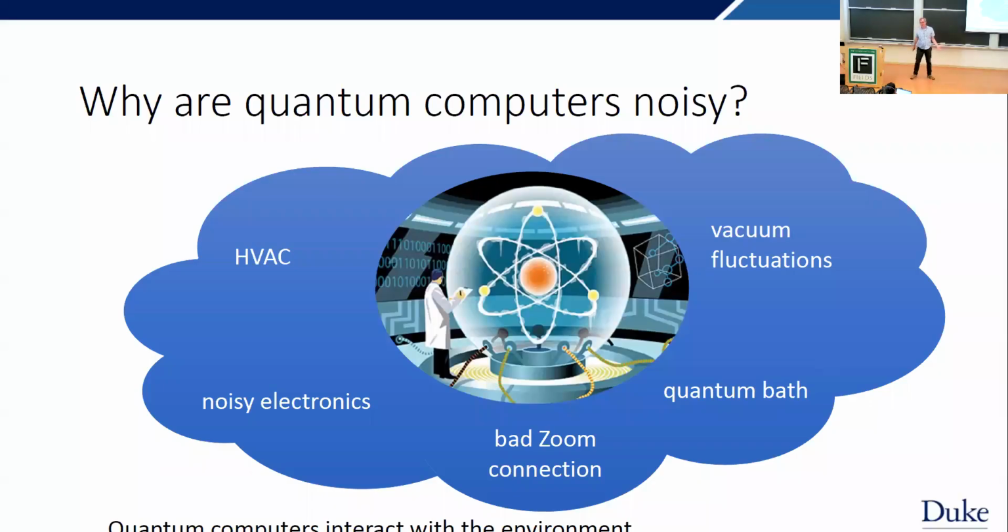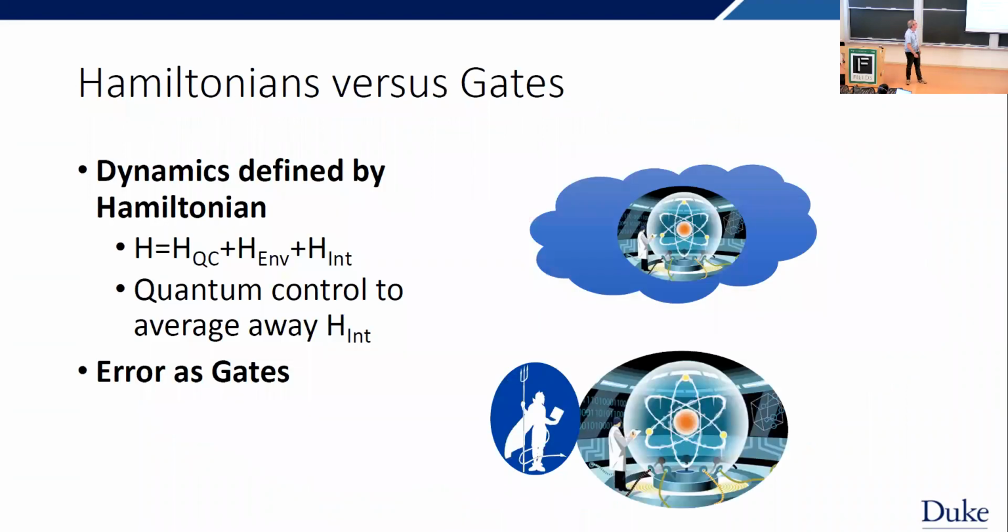Okay, why are quantum computers noisy? Usually quantum computers are noisy for very boring things, like your HVAC isn't working, your electronics are noisy. Maybe there's a bad Zoom connection and you try to explain what to fix, it doesn't happen. And then even if we could get rid of all of these things, there's still these annoying vacuum fluctuations, and as we saw recently from the Google experiments, cosmic rays. What are you gonna do? You gotta do something.